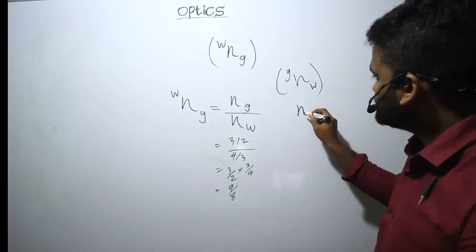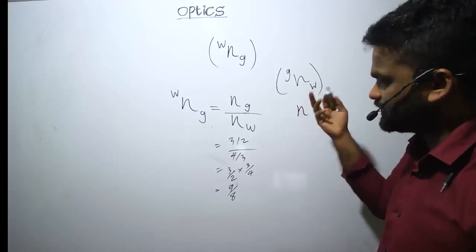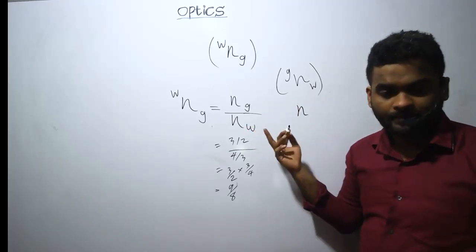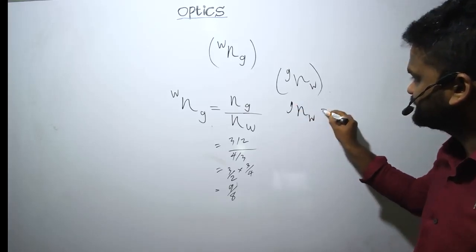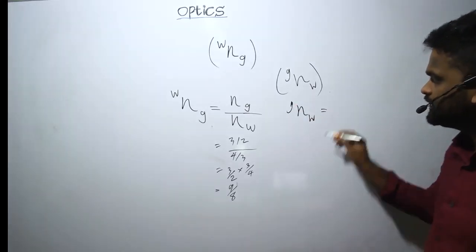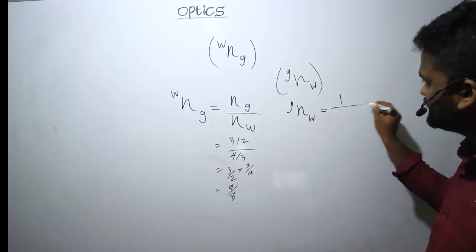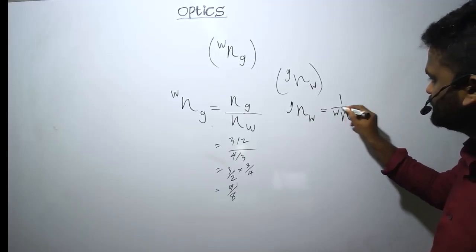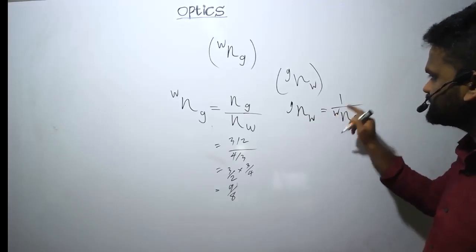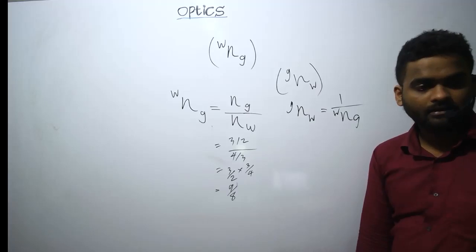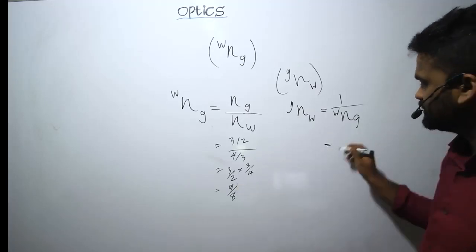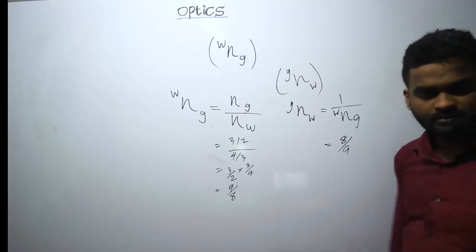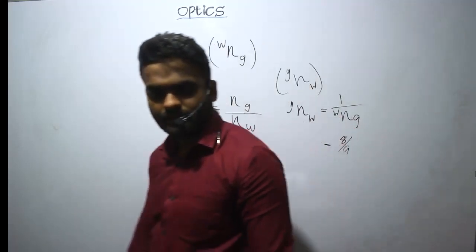Then what they ask is the other one, right? So the other one should be what? Water relative to glass. So you can write this like this, right? NWG, you can change the positions and write it under 1. So it should be the reciprocal of this, right? So it should be what? 8 over 9. Yeah, 8 over 9.